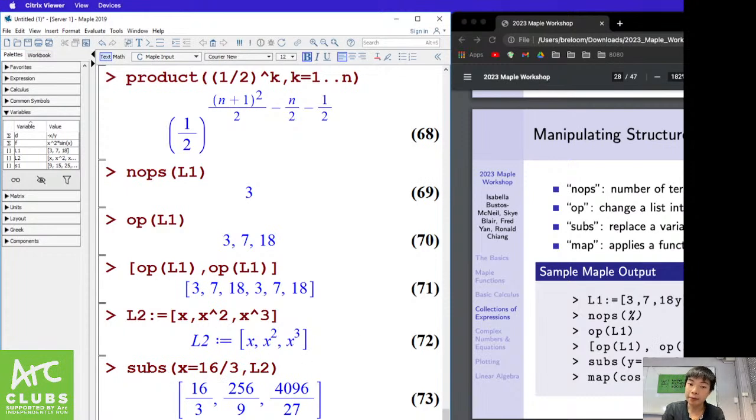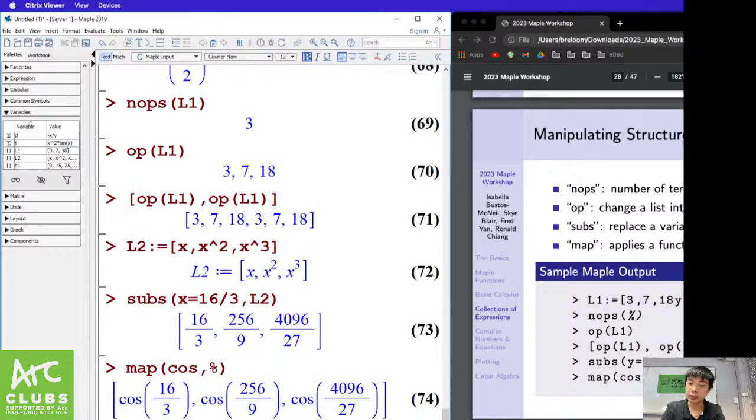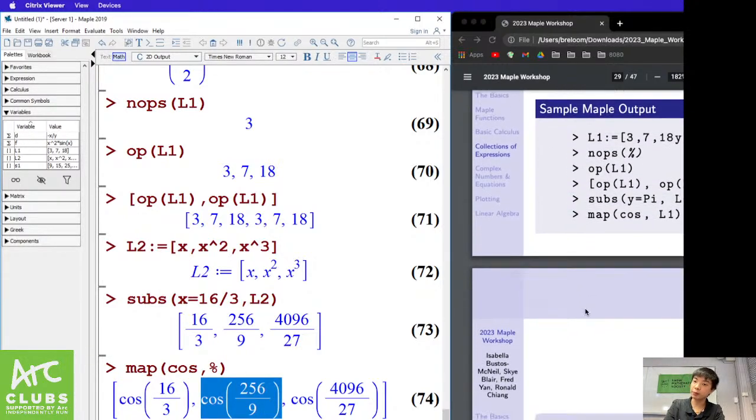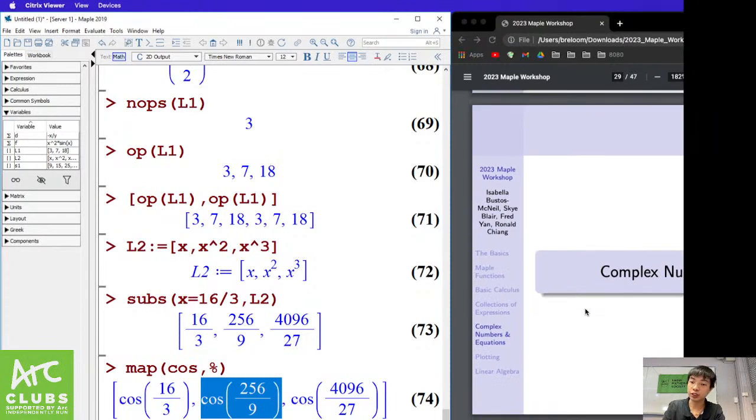Then we also have map, and what map does is if you do map, you can give it a function such as cos, and then you give it a list. So maybe take the list before. What it does is it puts that function through every element. So we have 16 over 3 here, puts it into a cos. We have 256 over 9 here, puts into a cos, and so on. So that's pretty much it for the collections of expressions.